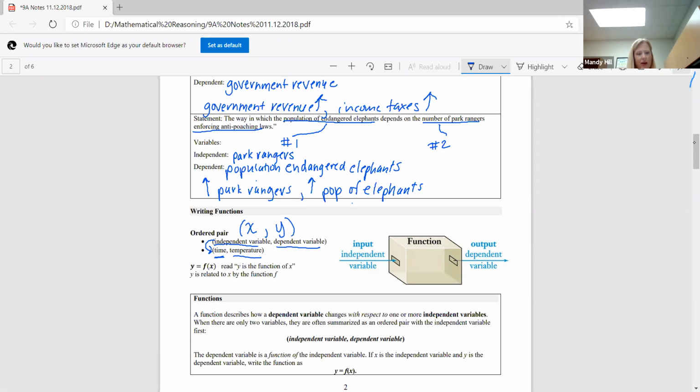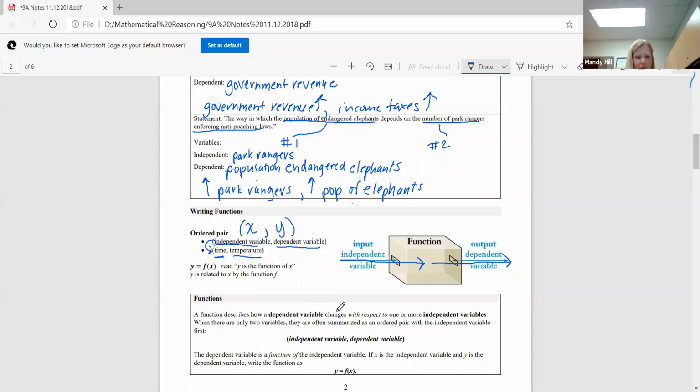So Y equals f of x, read Y is the function of x. Y is related to x by the function f. So this is just an example. If you put this independent variable in this box and we perform some function on it, kind of like magic, right? You put the variable in the box, you perform some function on it, and it spits it out as something new. Whatever we're putting in there is going to be impacted by something, and then it's going to spit out a different thing.